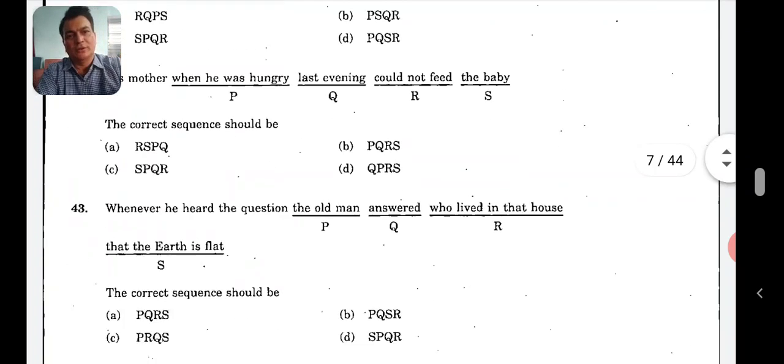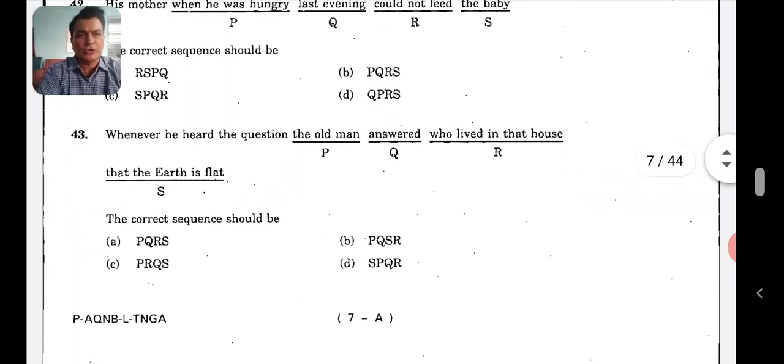RSPQ. 43rd. Whenever he heard the question, let's see here what will be the right answer there. Whenever he heard the question, the old man who lived in that house answered that the earth is flat. So the answer will be PRQS. Whenever he heard the question, the old man who lived in that house answered that the earth is flat. So A is the answer.